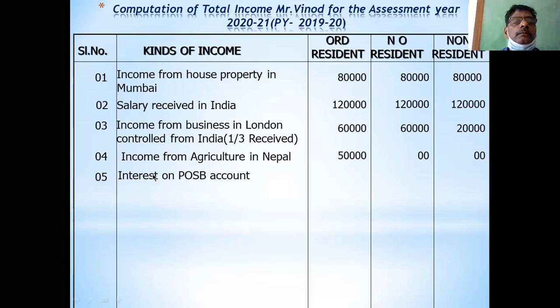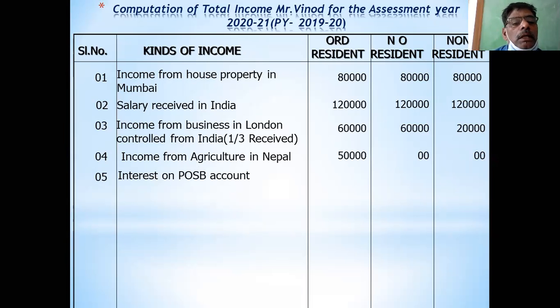Fifth point, interest on POSB account, out of 5,000. Fourth point, half of which is remitted to India.